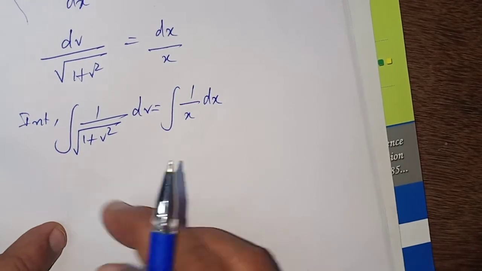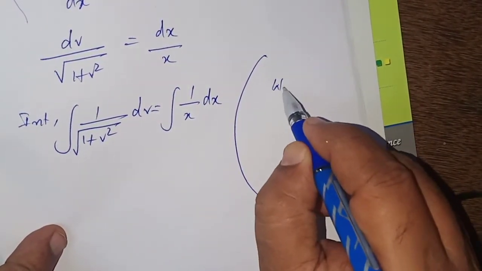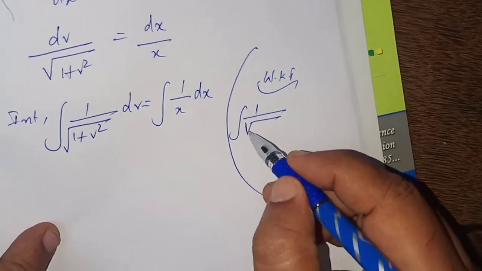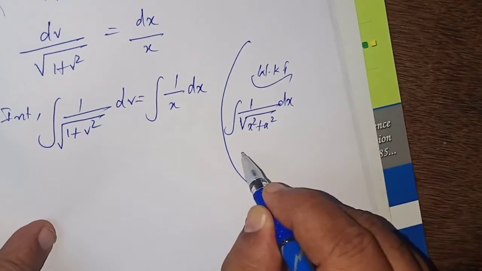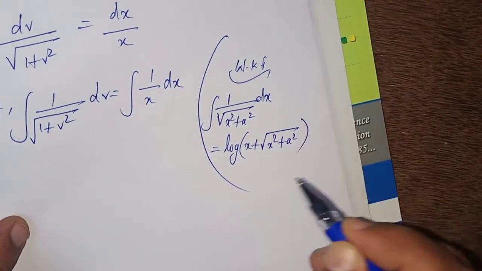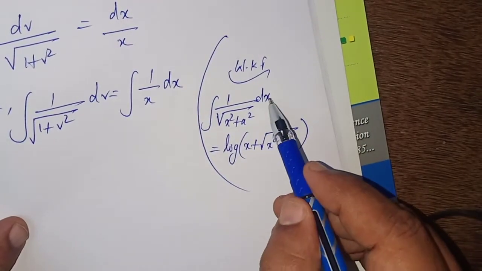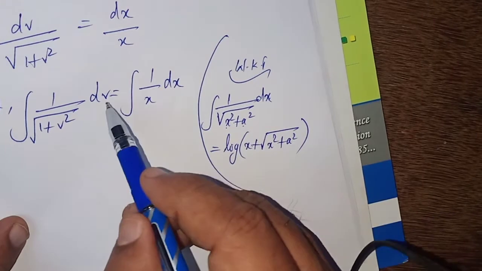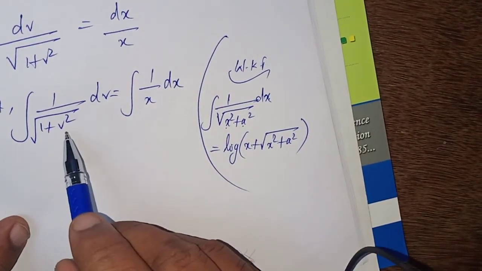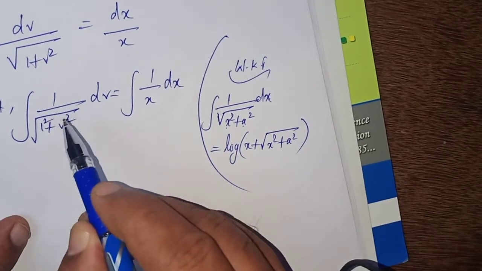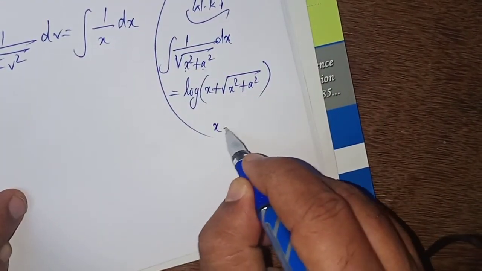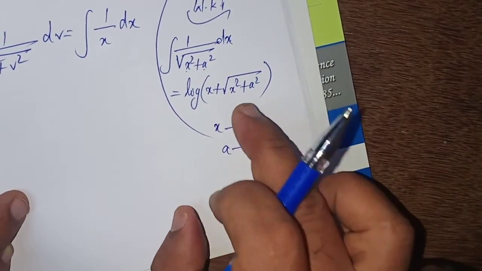Particularly for this, there is a direct formula. Write the formula over here. We know that integral 1 divided by root of x square plus a square into dx, that is equal to log of x plus root of x square plus a square. That's the formula. Compare these two. Since dx is there, x is the function, a square is the constant, dv is there, v is the function. So here instead of x squared, here we have v squared. 1 itself can be written as 1 squared. These two are same. So a squared is 1 squared, x squared is v squared. So x equal to v, a equal to 1. Substitute in that formula.